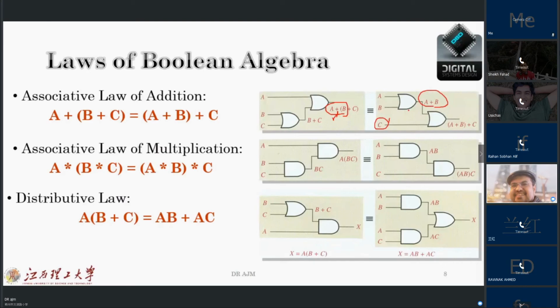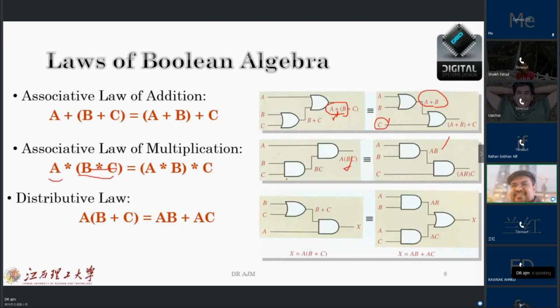Okay. Then the rule for the multiplication is something like that, that we want to do A multiplied by B multiplied by C. B multiplied by C is one gate, which is BC. And A multiplied by that becomes A multiplied by BC. I can break this and say A multiplied by B, which we call AB, and then again multiplied by the C like this. Okay.